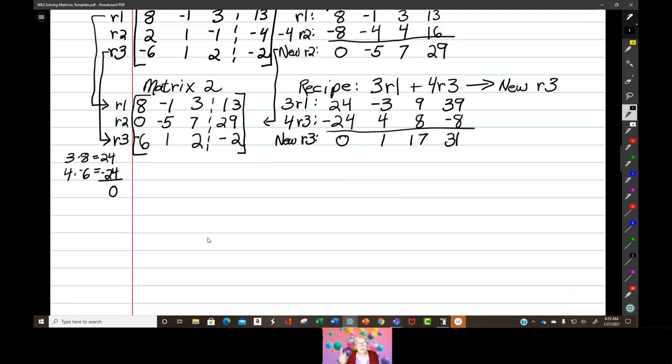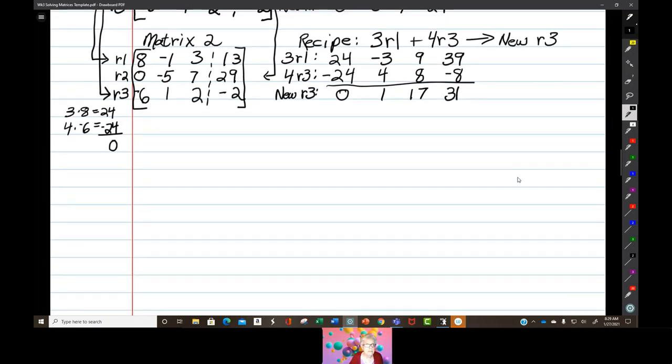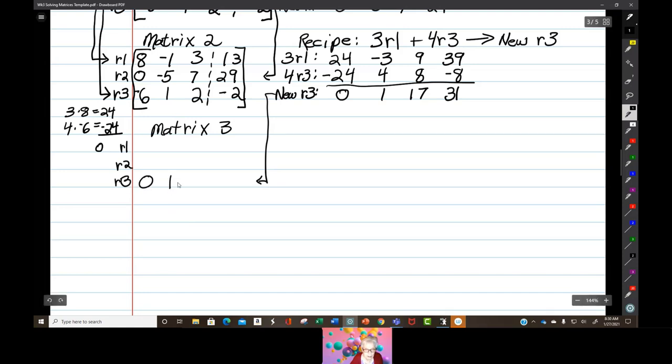Okay, so we're doing the same thing over and over again, the same steps. Matrix 3. Row 1, well, I don't. Let's put it here, there's room. Row 1, maybe I won't, maybe I'll just erase that. Or I'll put the 0 over a little bit. There you go, just put it there. That's a row 1, but it's sloppy, so now it's got more room. Row 1, row 2, row 3. And this is my new row 3. 0, 1, 17, 31.